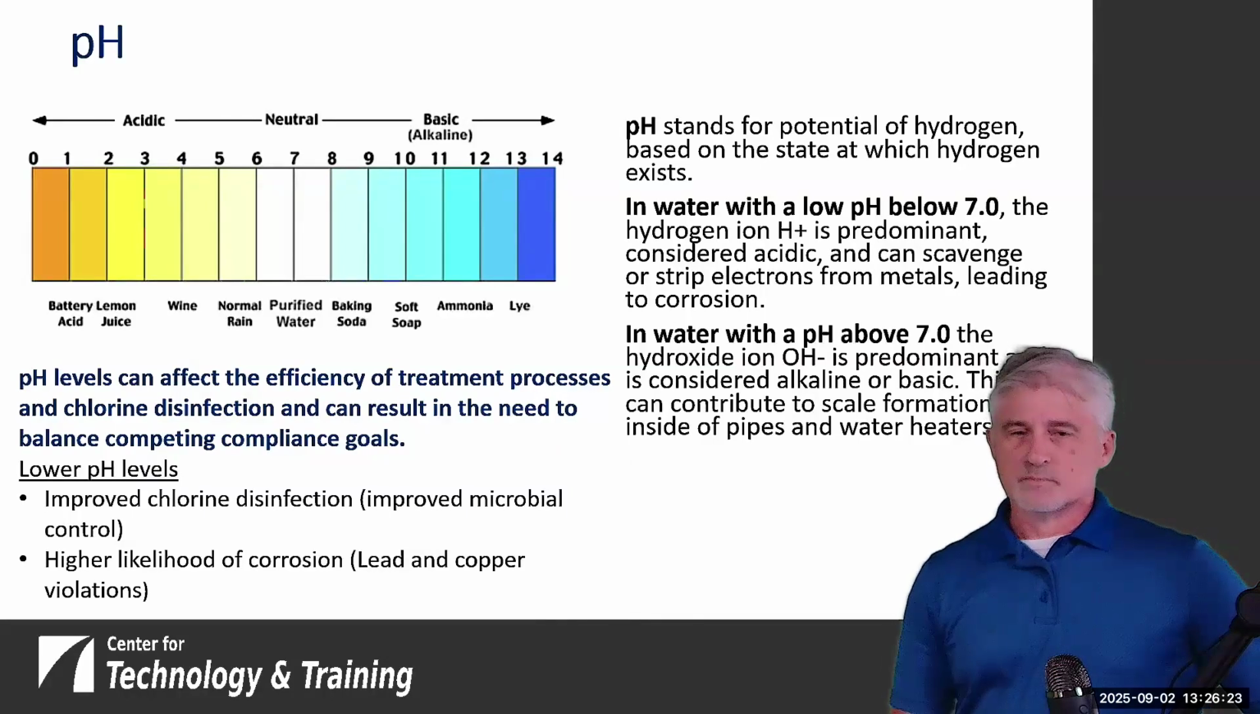So as I had said, I briefly mentioned acid rain. Normal rain is in this range here, and acid rain is just slightly more acidic. It's a 4 to 5 on the pH scale.